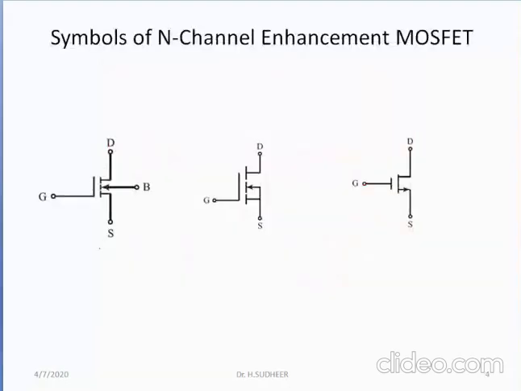This figure shows three different types of symbols. Most probably these two symbols are used for representing N-channel enhancement MOSFET. If you want to draw the symbol for P-channel enhancement MOSFET, simply the arrow directions need to be reversed.